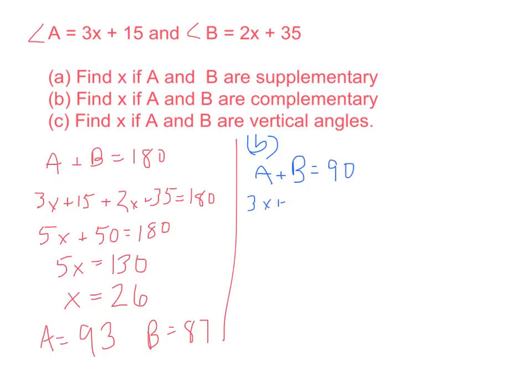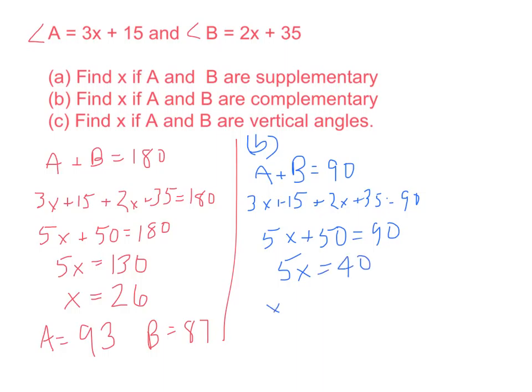3x plus 15 plus 2x plus 35. Sorry for my handwriting. I am writing with my finger. I forgot my stylus. And then we simplify. So we get 5x plus 50 equals 90. Subtract 50 and we get 5x equals 40. So x equals 8. And when we plug that back in, angle A would be 39 and angle B would be 51. Alright, now part C.